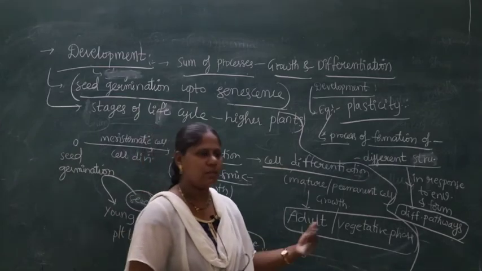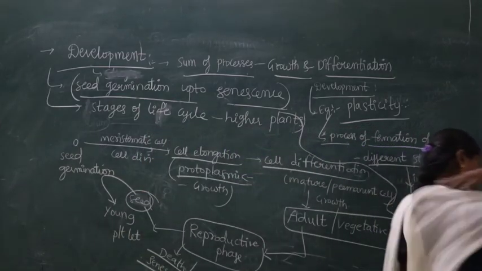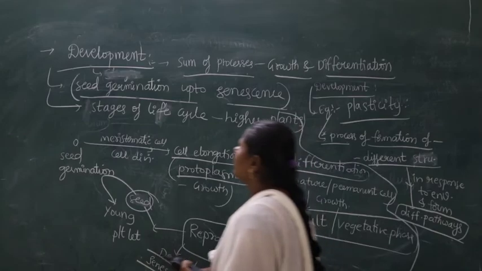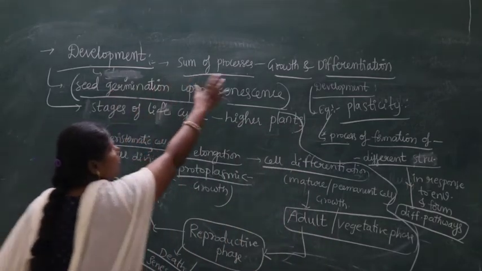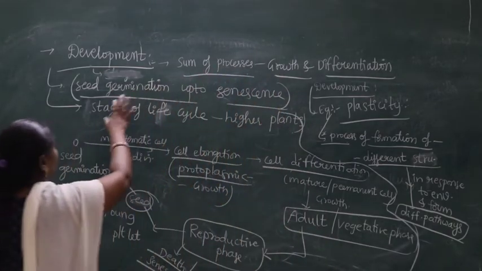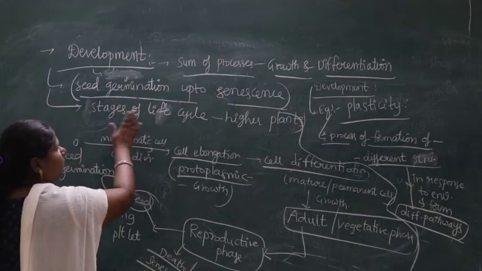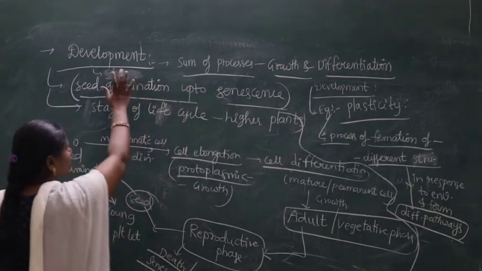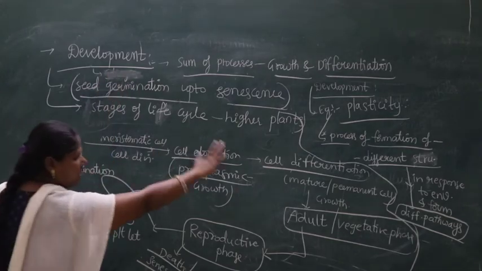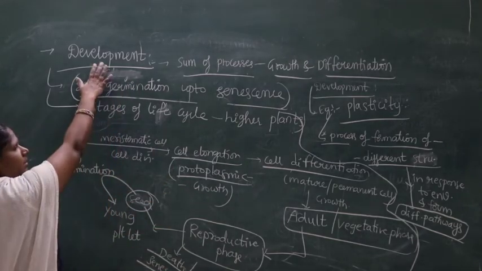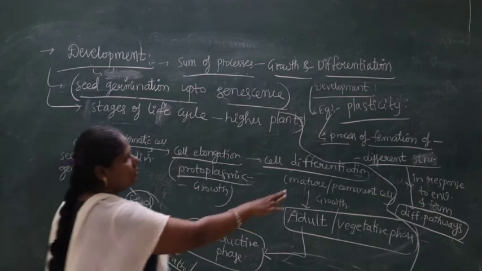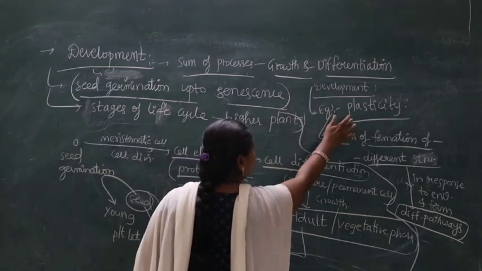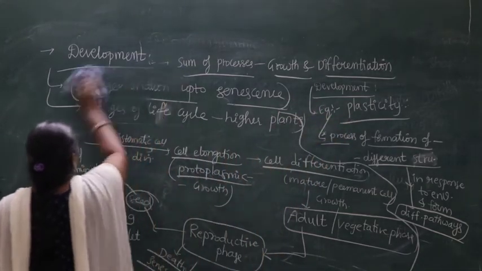Let me give you an example, then you will understand. So, what is this development? Sum of growth and differentiation. The life cycle of the plant in higher plants, starting from seed germination to senescence, is called development. So, this is how the life cycle begins. This is called development. Now, we are in the discussion of the example of development, which is plasticity.